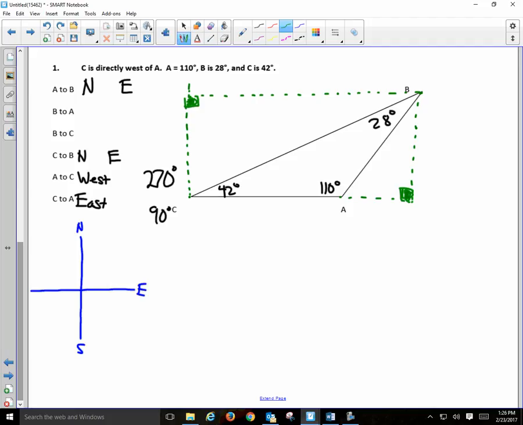So if this is 42 degrees, what is this? 48. How'd you get that? So you see it makes a 90-degree angle, and so 48 is going to be left over from the 42 from 90. Okay, I've got a big triangle here. All the angles of the triangle add up to 180. So I got 180 minus 90 is 90, minus 48 is 42.